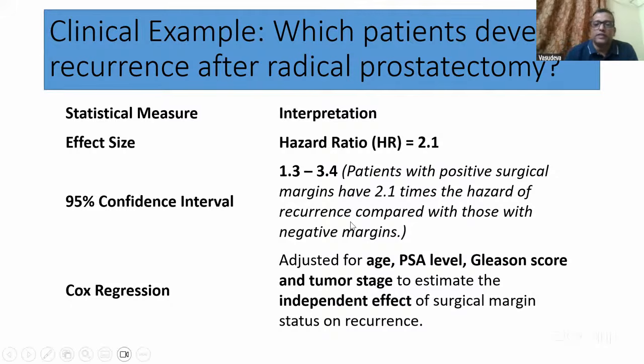So how do we interpret? We say that yes, if I use Cox regression, I get the adjusted estimate. So adjusted for all other variables, what is the independent contribution of this particular variable on the outcome variable?